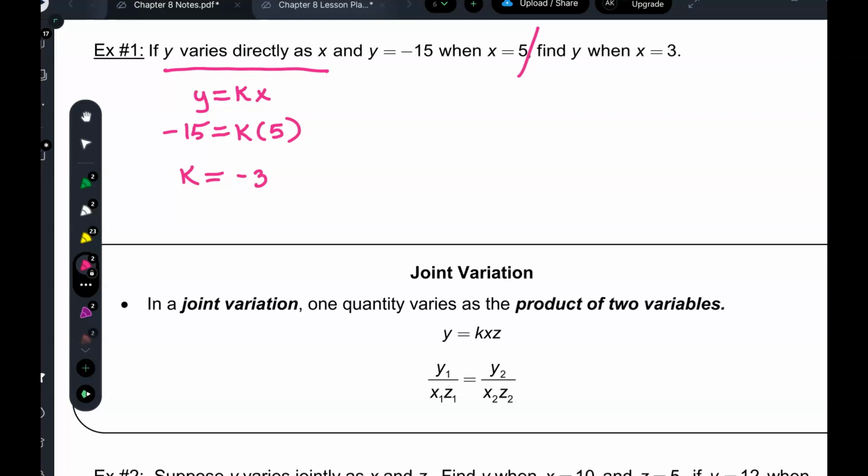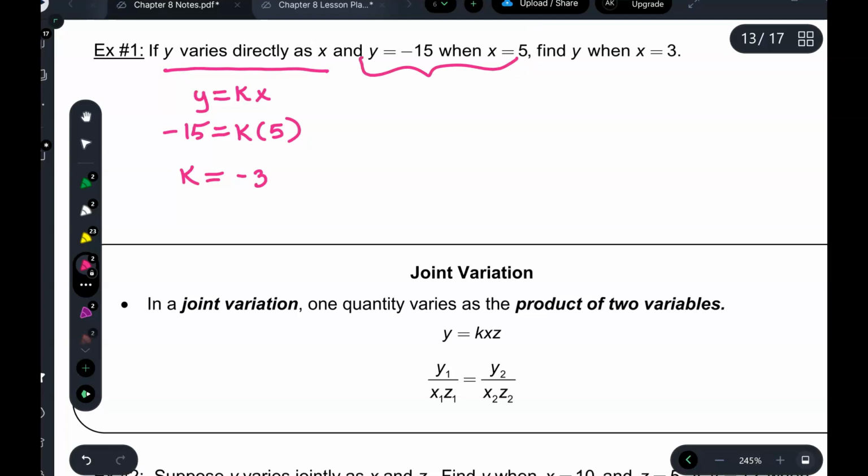I just said we're using this information. Use this to find k.